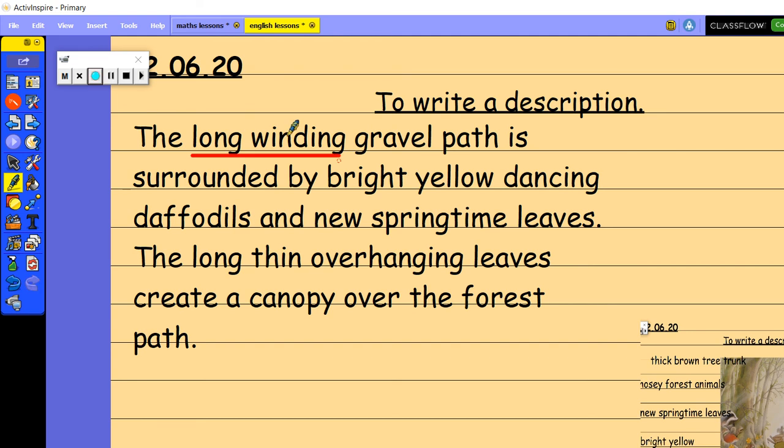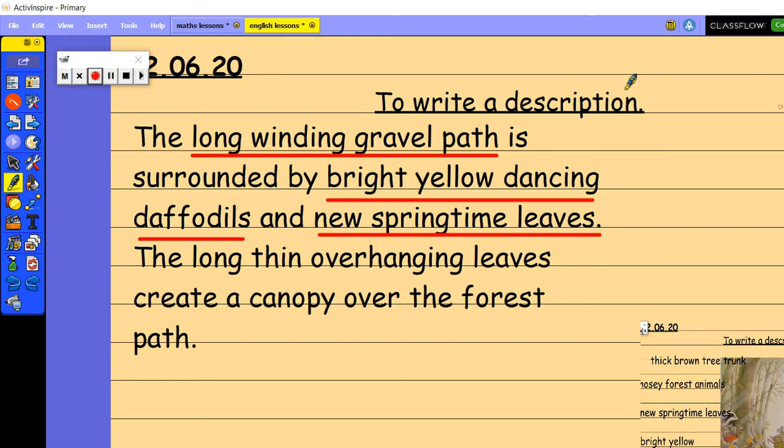So the long winding gravel path is surrounded by bright yellow dancing daffodils and new springtime leaves. So there's the first sentence, and you can see straight away I have used 3 of my ideas from my spider diagram. So I have used, let's tick them off, new springtime leaves, bright dancing yellow daffodils, and the long winding gravel path. So I've actually used those three.